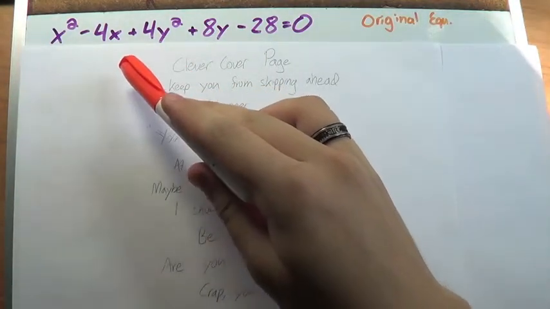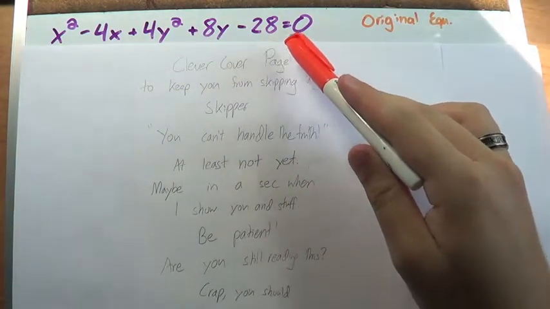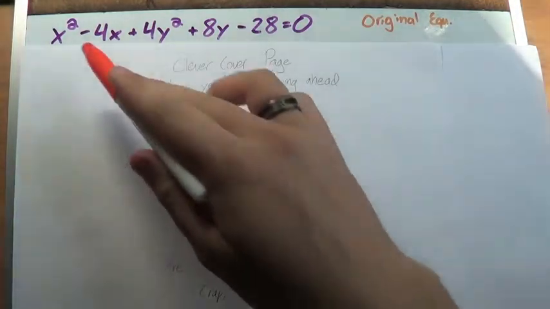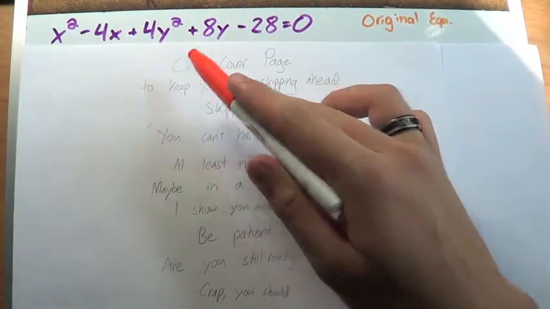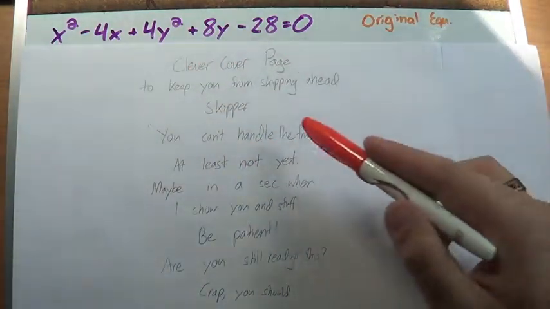X squared minus 4x plus 4y squared plus 8y minus 28 equals 0. Very convenient this provisional math test comes with examples. Anyway, let's treat this like the other conics we know. It's not a parabola because both these squared terms are in here. It's not a circle either because these coefficients are different. Who cares? We'll treat it like a circle anyway.